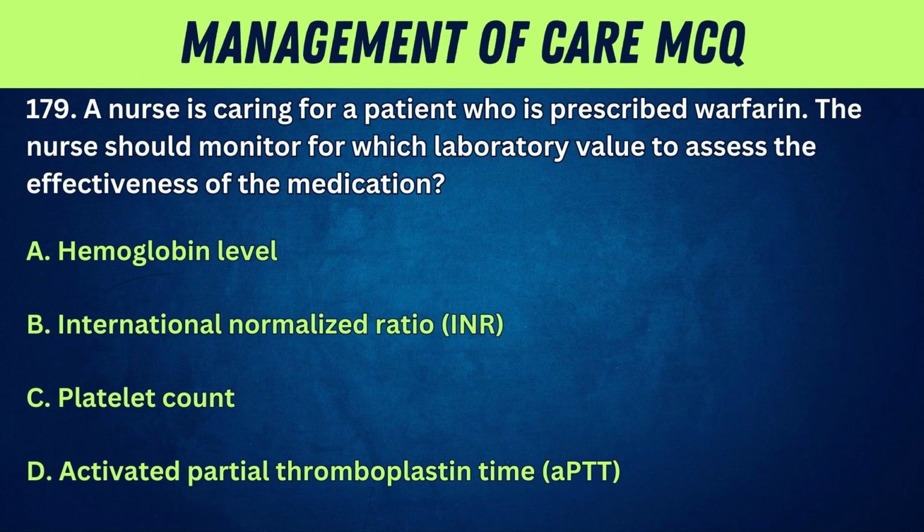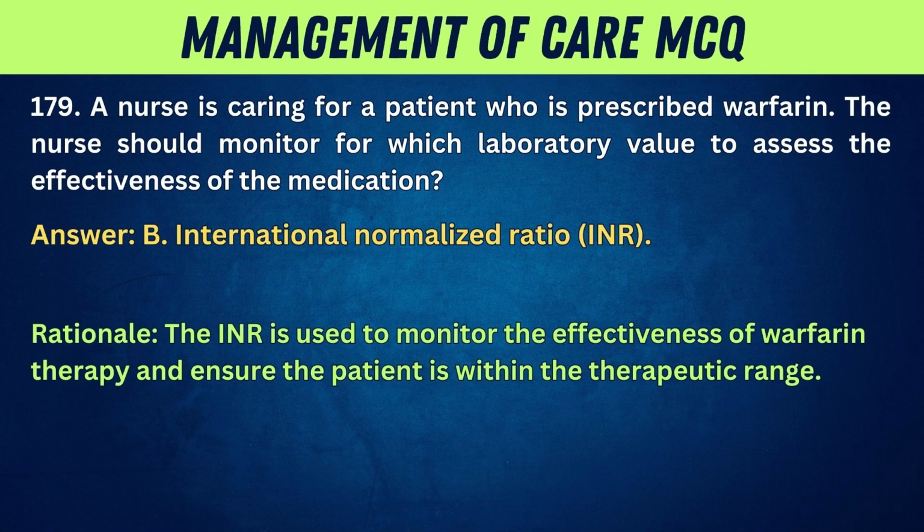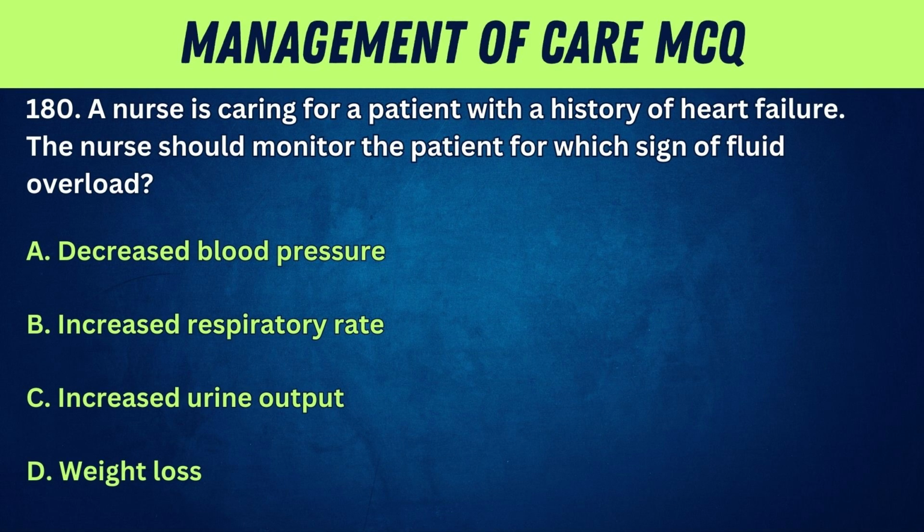179. A nurse is caring for a patient who is prescribed warfarin. The nurse should monitor for which laboratory value to assess the effectiveness of the medication? A. Hemoglobin level. B. International Normalized Ratio, INR. C. Platelet count. D. Activated partial thromboplastin time, APTT. Answer: B. International Normalized Ratio, INR. Rationale: the INR is used to monitor the effectiveness of warfarin therapy and ensure the patient is within the therapeutic range.